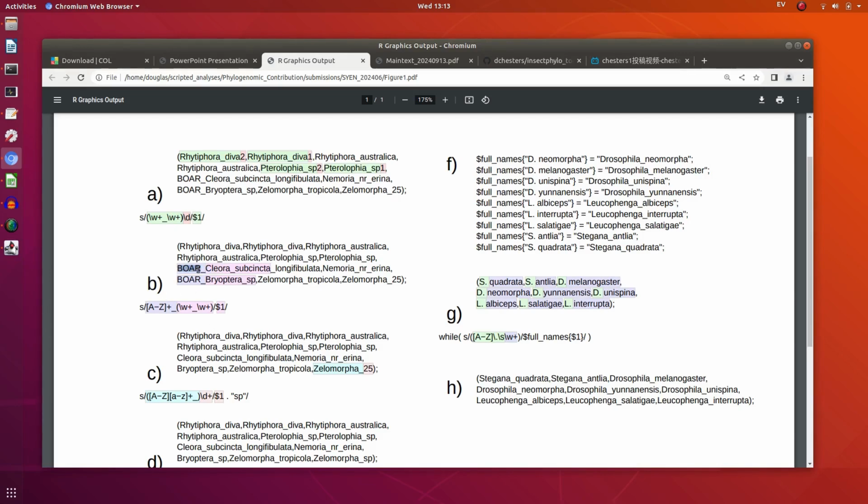The others have used all uppercase, and it's a standard, say 4 character length, then an underscore. And this is more recognizable as a binomial, so we need to trim this off, and we're left with the binomial. There's a regular expression for this.